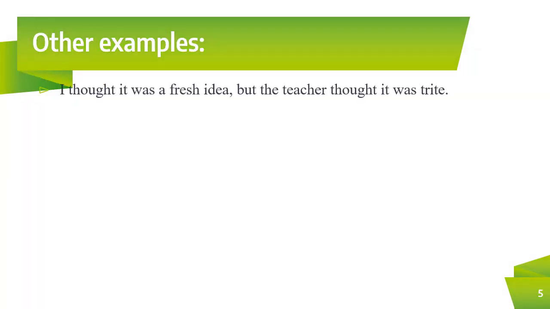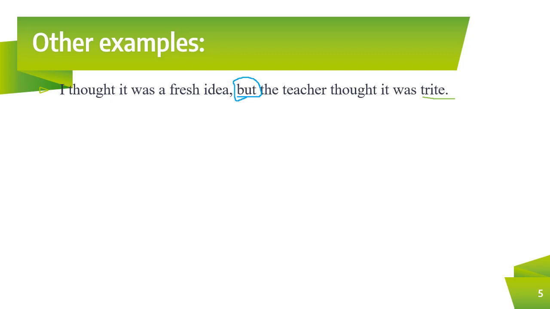Another example: I thought it was a fresh idea, but the teacher thought it was trite. So what do you think is the unfamiliar word? Okay, correct. It's trite. Now, can we identify a word that signifies antonym or opposite? Okay, very good. There is. Now, what is that word? Okay, so the word is but. So, but signifies opposite or antonym.